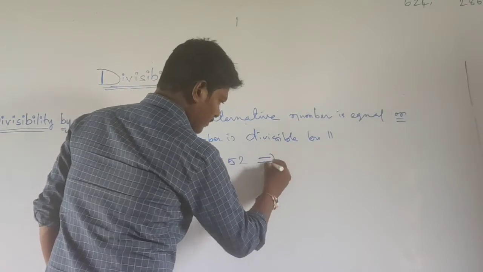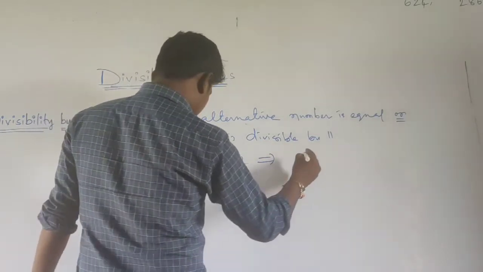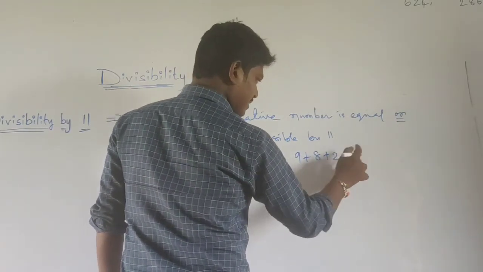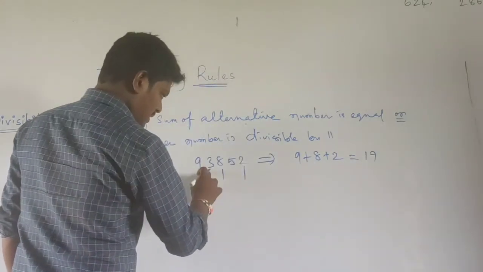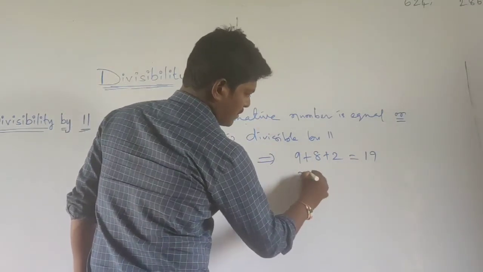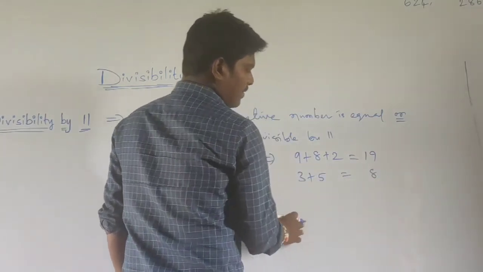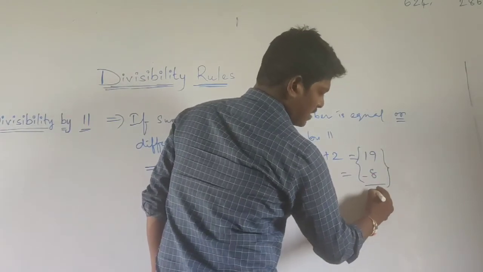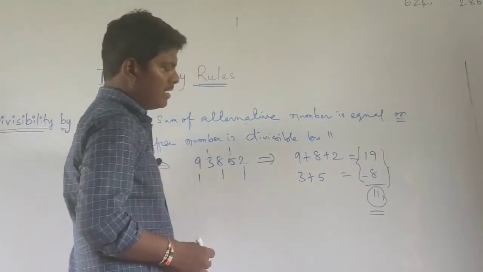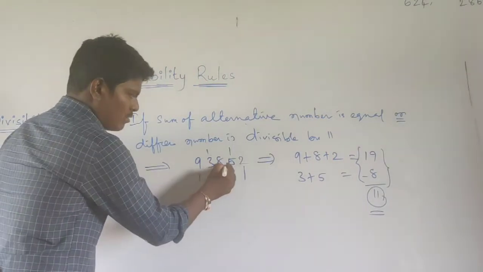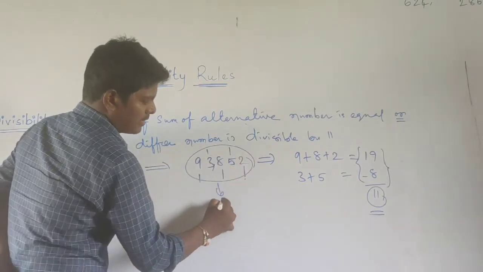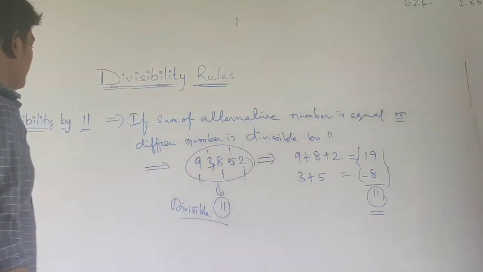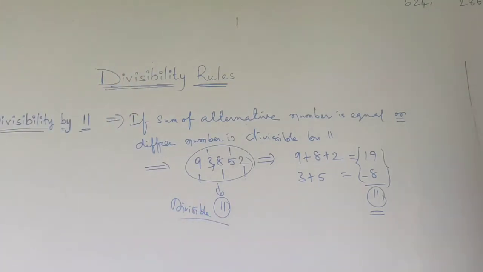We take one more example. The alternative numbers of a given number: 9 plus 8 plus 2. 9 plus 8 is 17, 17 plus 2 is 19. And 3 plus 5 is 8. The difference between the sums, 19 minus 8, is 11. So we got 11 as a result. So 93,852 is divisible by 11. This is the rule of divisibility by 11.